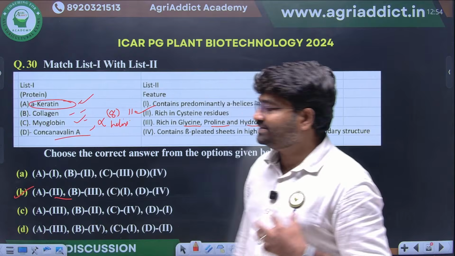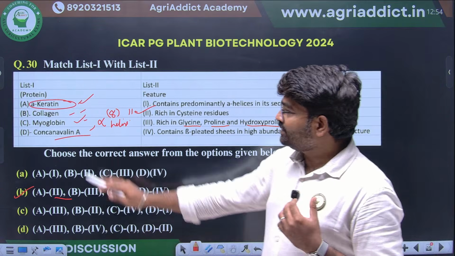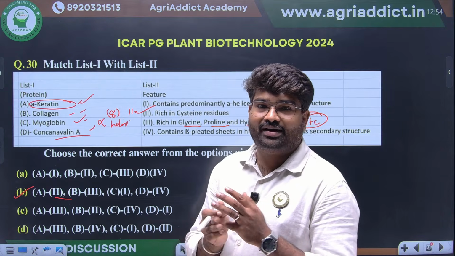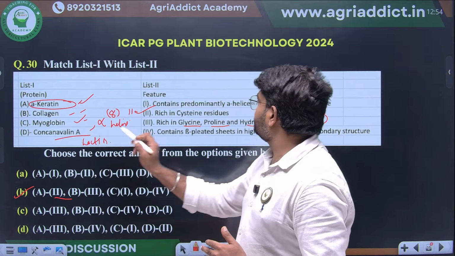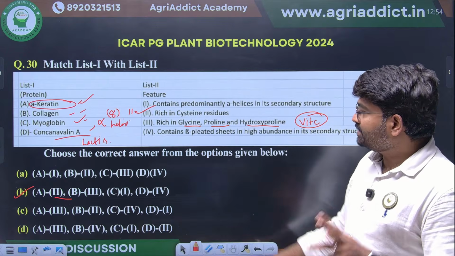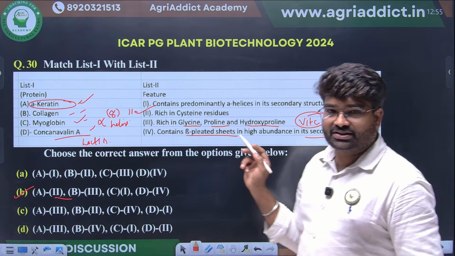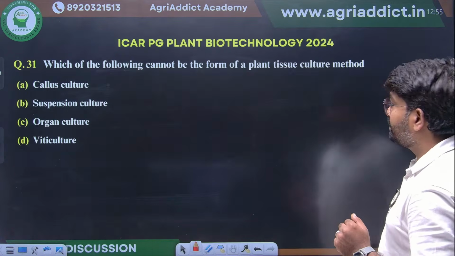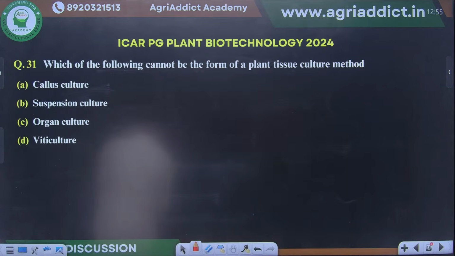Concanavalin, we have seen this in our last class also, in 2025 also. This can be used for purification of what? Carbohydrates. This is a lectin molecule that will have a predominance of beta pleated sheets. So the right option is option A. Any doubts so far? Any doubts, students? Just solve this question.